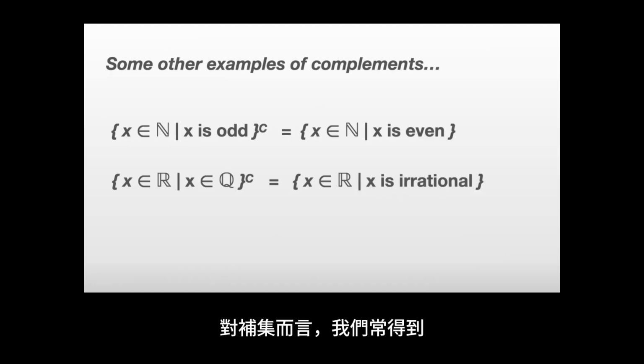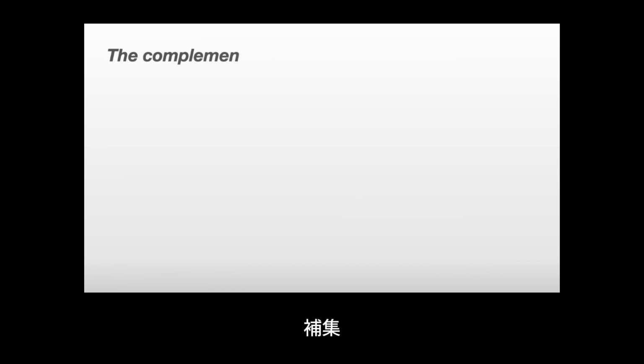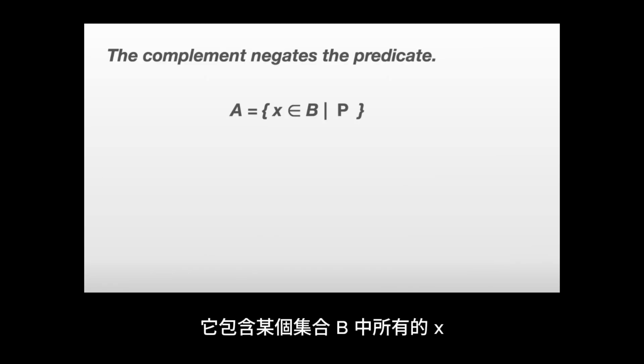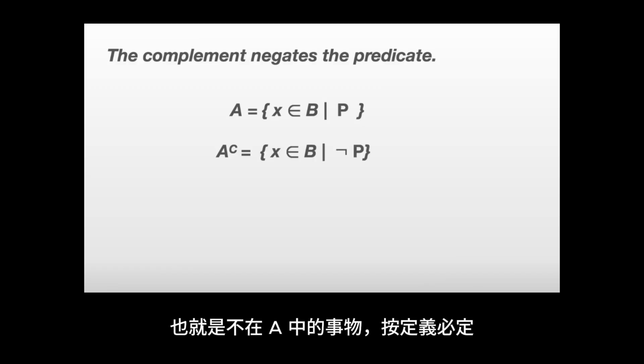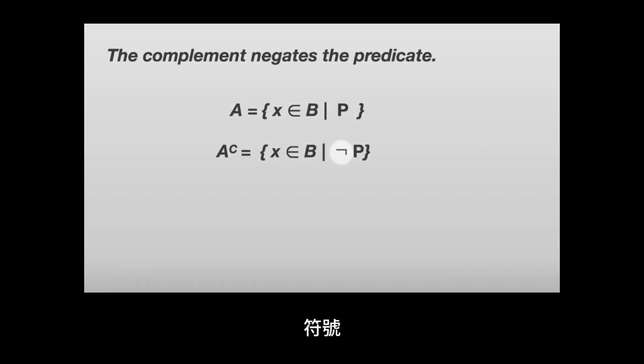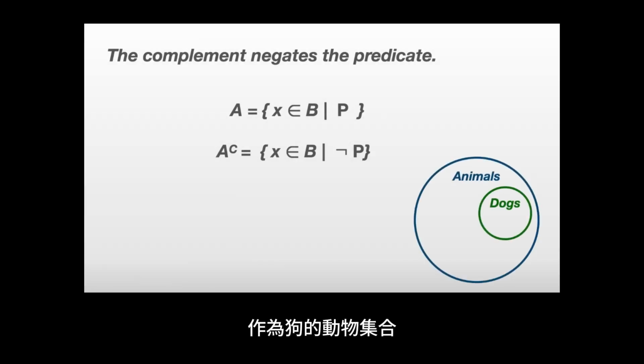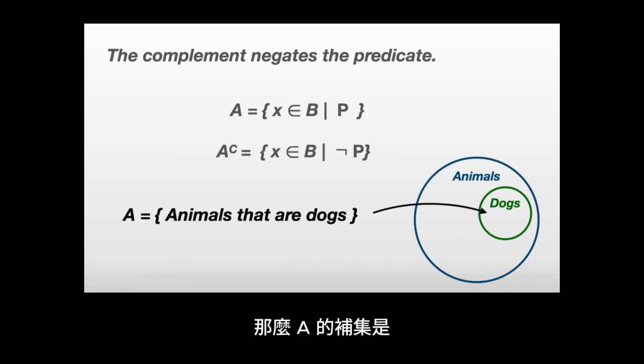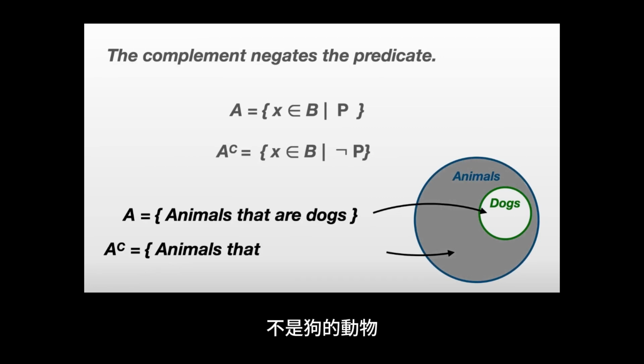Notice, with the complement, we often get something that feels like the opposite of the original set. And that's because the complement negates the predicate. With our set builder notation, we have a set A which contains all x from some set B, such that it fulfills some predicate P. Well, the complement of A, the things not in A, must by definition not satisfy P. So the complement of A is the elements x in B such that P isn't true. And we have this symbol before P to say it's not true. For example, if A is the set of animals that are dogs, then the complement of A is animals that aren't dogs.